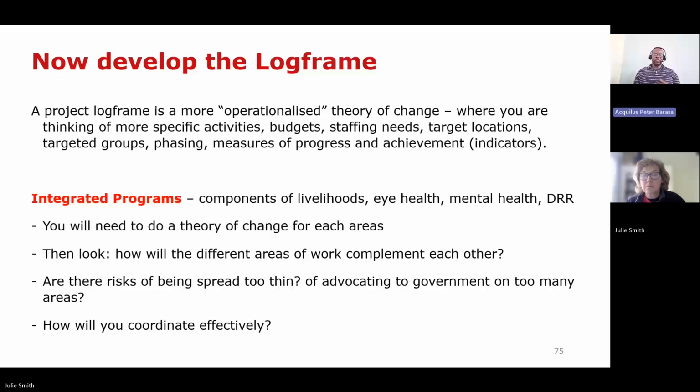Okay, you've finished your theory of change. Hooray. Now it's time to think more about moving that into a project log frame, which is also a theory of change, but it's more operationalized. It's more detailed around activities, budget, targeting, and indicators that measure what you've achieved.